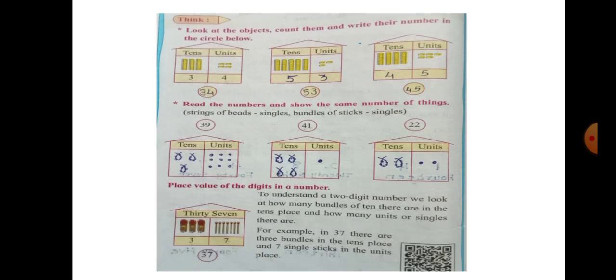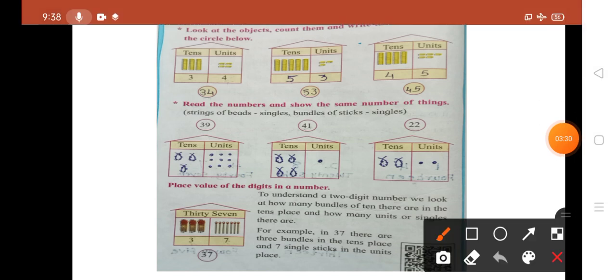Now turn the page. Page number 14. See here. Look at the object, count them and write their number in the circle. So there is tens and units. You have to count the objects. हमें objects count करना है और ये जो circle है उसमें लिखना है.